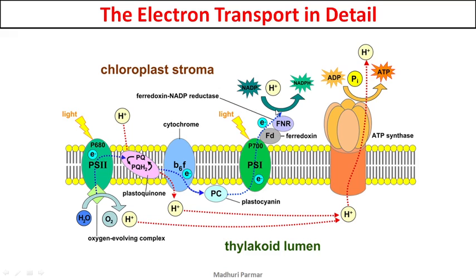And which will transfer the electron finally to NADP plus, forming NADPH. Clear? So this is how the whole reaction is taking place. In case of cyclic photophosphorylation, just remember what was happening.